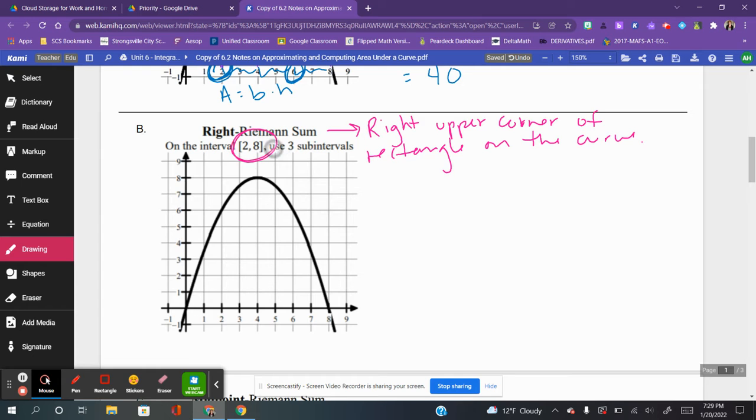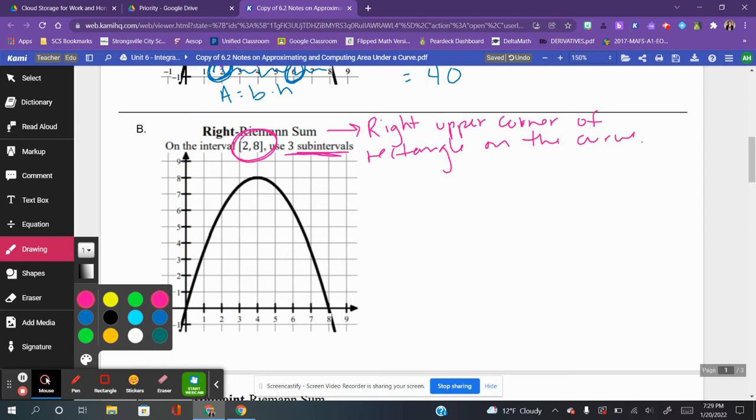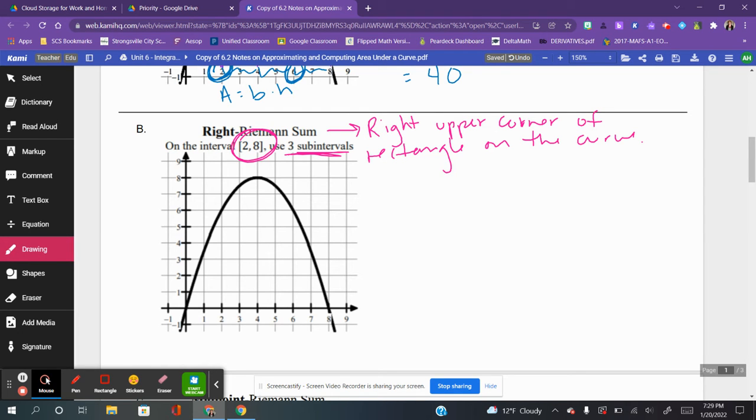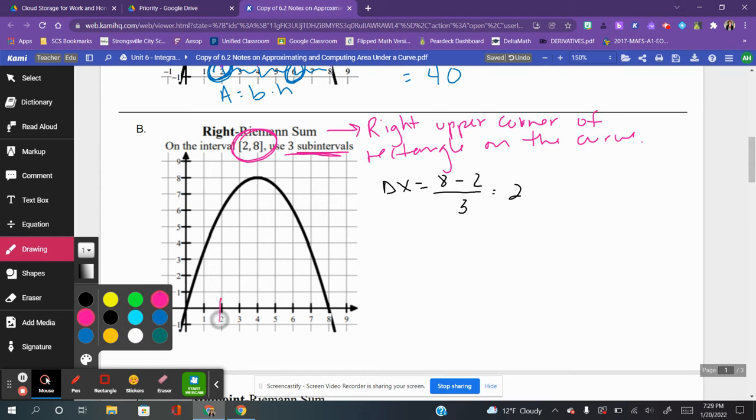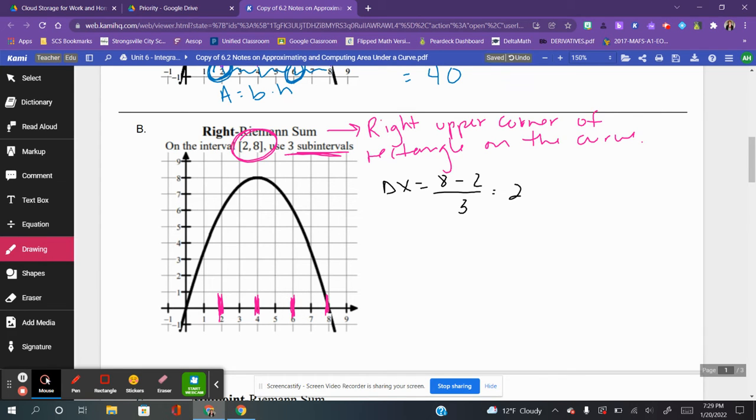So again, I'm still using the interval 2 to 8. I still have 3 equal subintervals. And so if I want to calculate what that would be, delta x would be the same thing, right? 8 minus 2 divided by 3. And so that's going to give me width of 2. So I'm going to come down here, width of 2, so it gives me 4, 6, and 8. But this time it's going to be the right upper corner that's going to be on my rectangle.